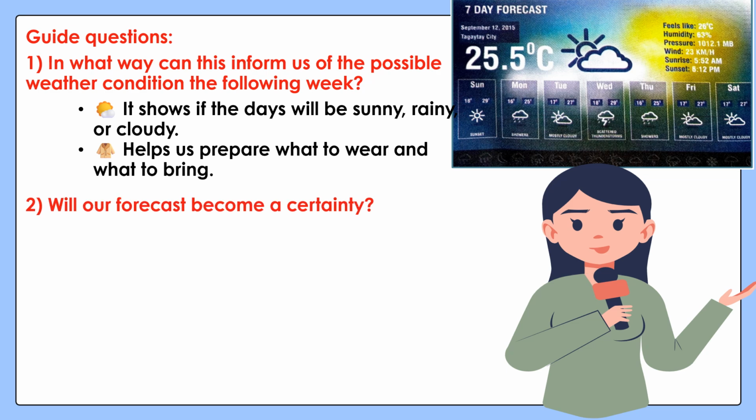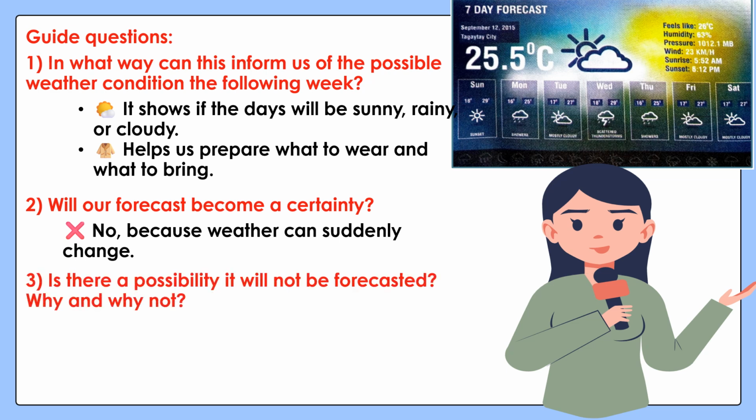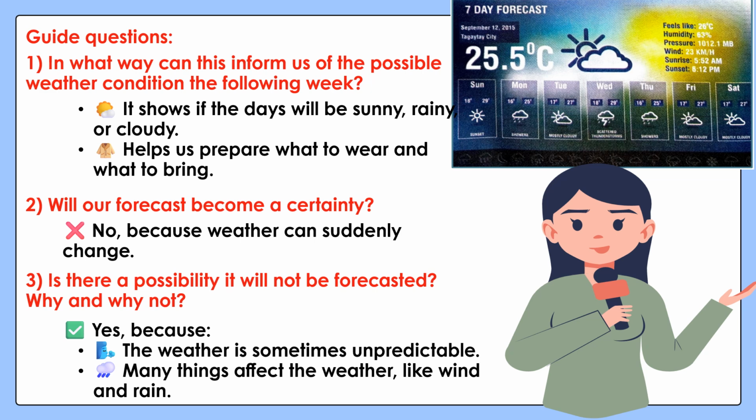Number 2. Will our forecast become a certainty? The answer, no, because weather can suddenly change. Number 3. Is there a possibility it will not be forecasted? Why or why not? The answer, yes, because the weather is sometimes unpredictable. Many things affect the weather, like wind and rain.